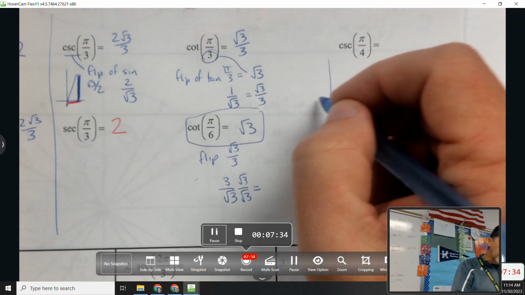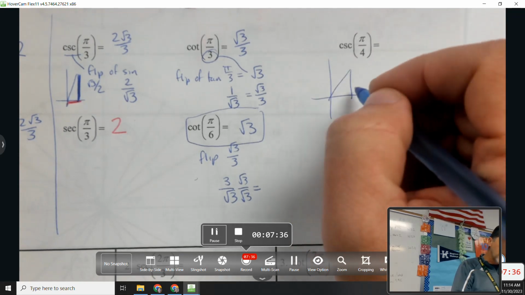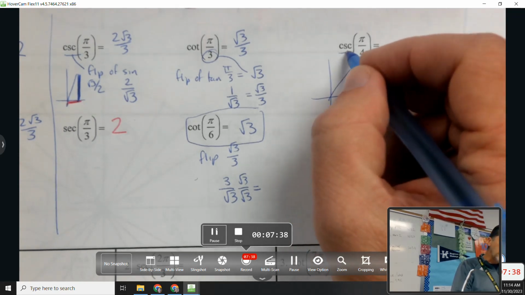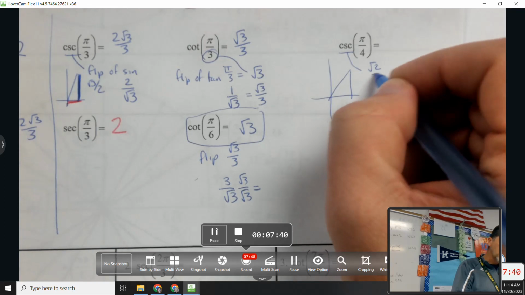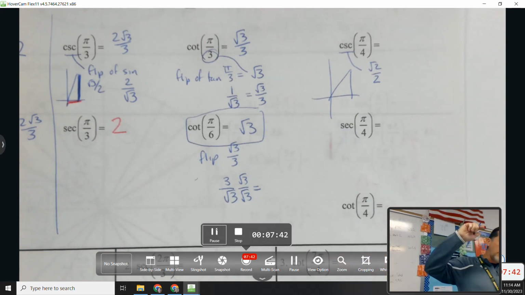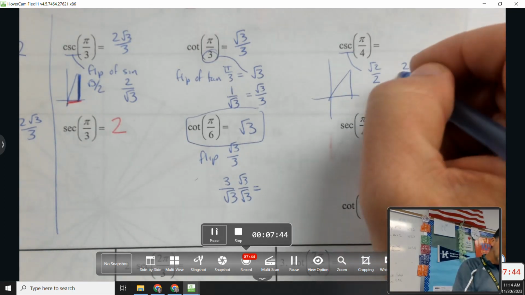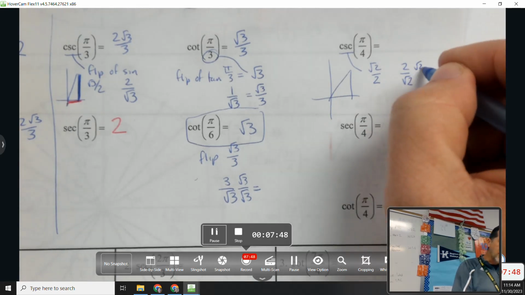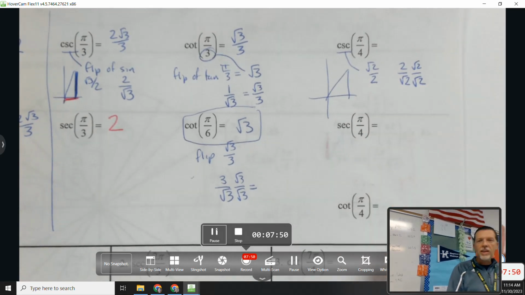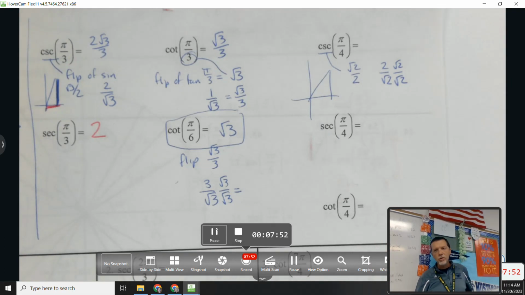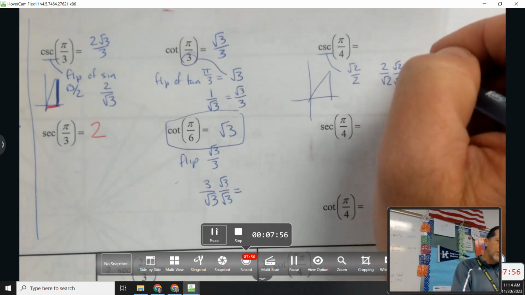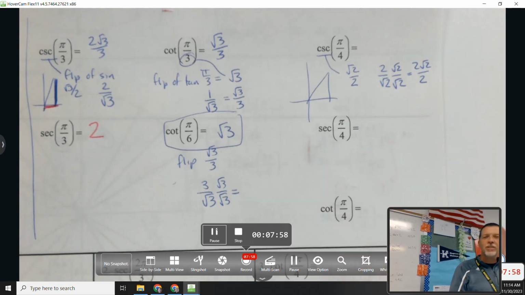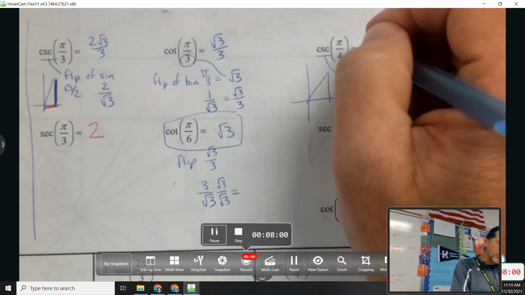Okay, pi over 4, that's the one in the middle. So I need to flip the sine. The sine is root 2 over 2. So I flip that over. I get 2 over root 2. But then I have to fix it. And what's 2 root 2 over 2? Yeah, but there's a better way to write 2 root 2 over 2. Root 2.